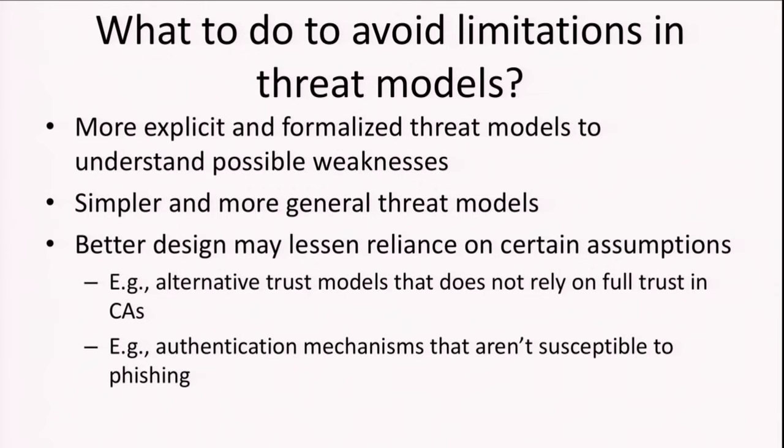So how do you avoid limitations in threat models? You have to be very astute about making your threat models, formalize them, and then make them as general and as simple as possible. These things may not make much sense at this point in the course, but as we'll see later, it will start making more sense what it means to be a general threat model rather than a very specific threat model. And the better the design, the less reliance on the assumptions, and the more robust your design is.